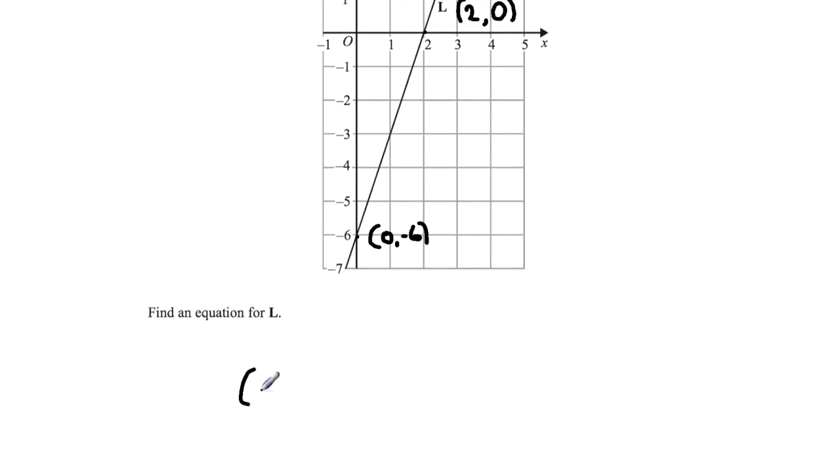Let me just write this out over here. We have 0 and minus 6. And we have 2 and 0. I'm then going to label them x1, y1, x2, y2. So this is x1, this is y1, this is x2, and this is y2. Now I'm going to find the gradient of the line. So we're going to be using this general equation.